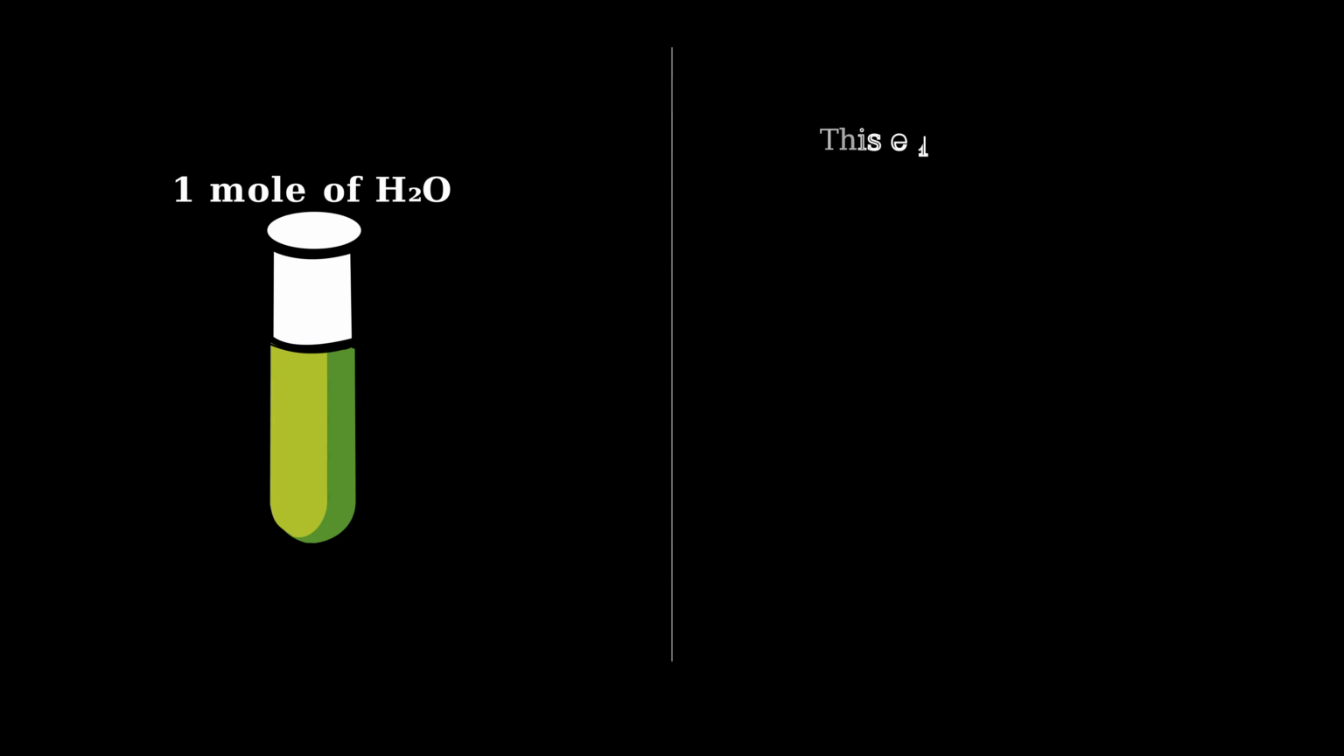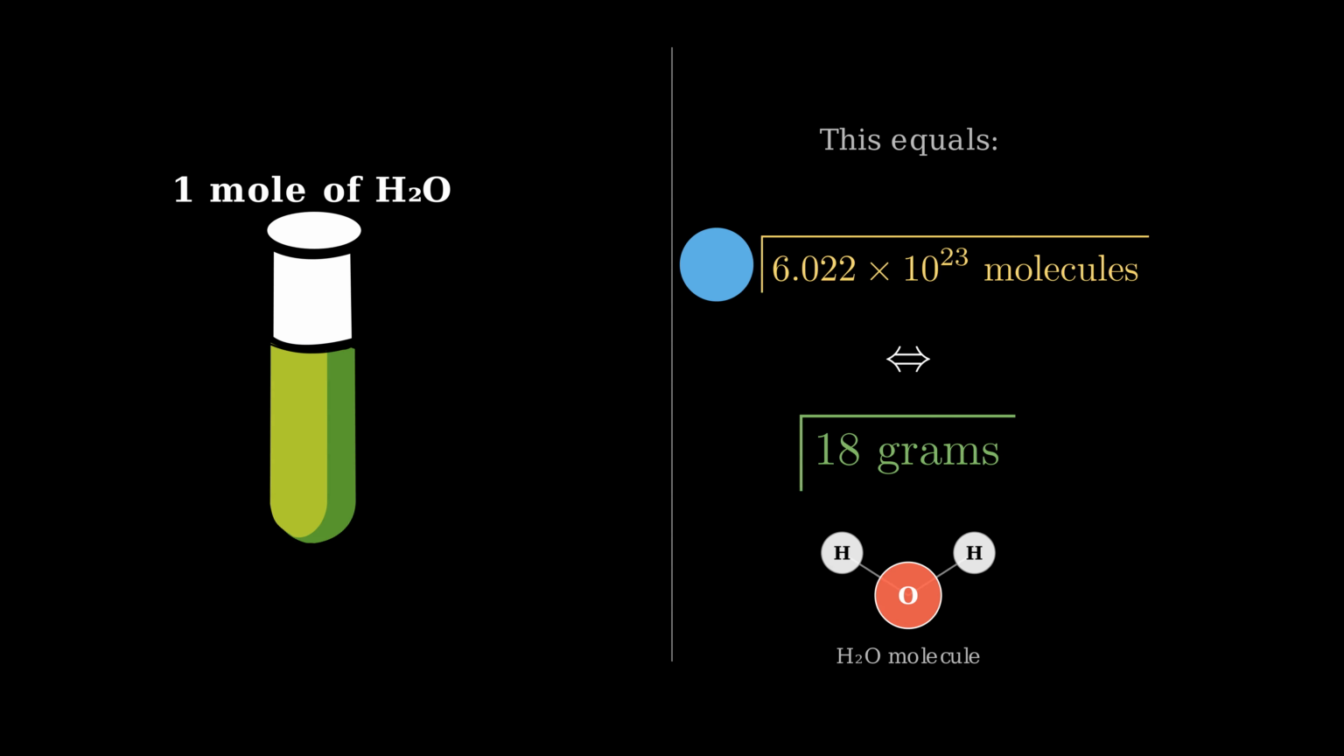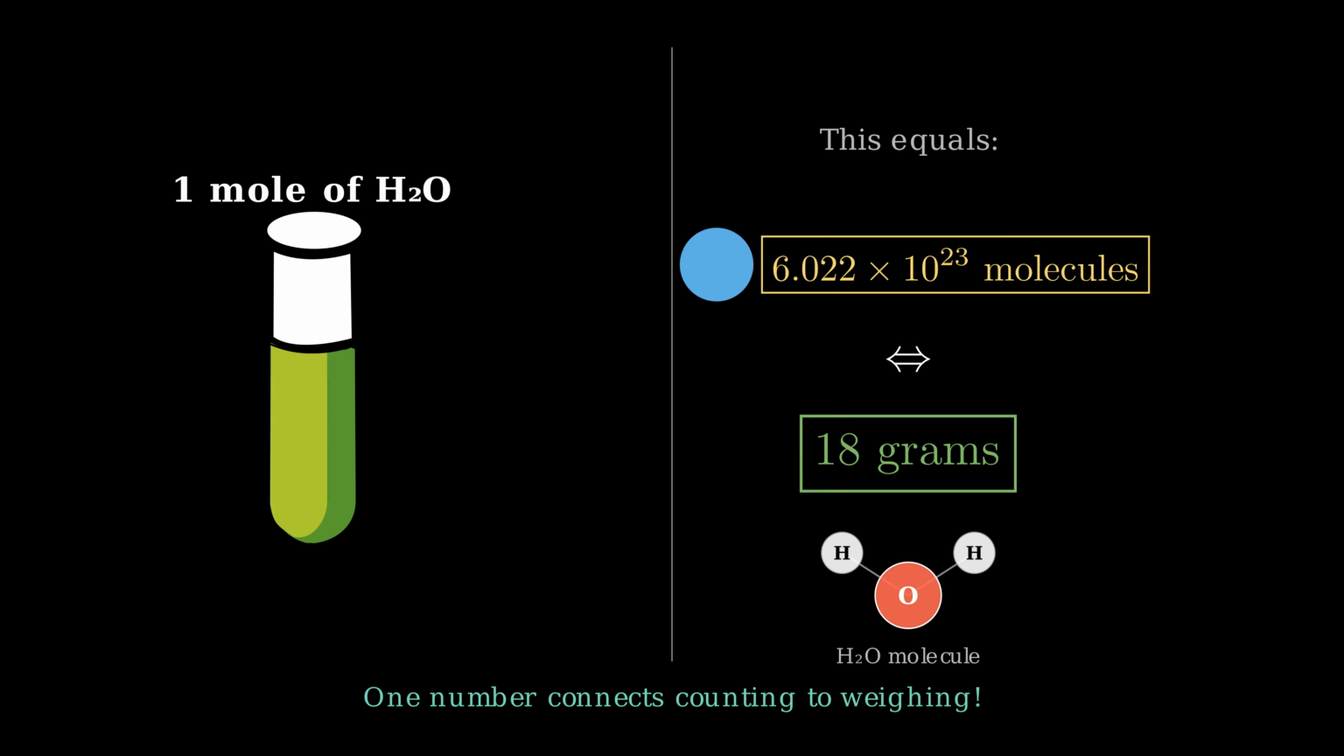So when a chemist says I have 1 mole of water, they mean they have 6.022 times 10 to the 23 water molecules, which happens to weigh 18 grams. One number connects counting to weighing.